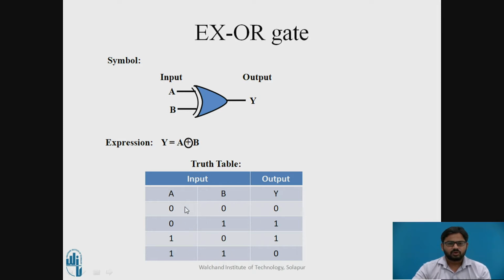In short, the truth table can be summarized as: when both the inputs are the same, output is 0 for the XOR gate. Otherwise, output is 1. So that's why it is called an inequality detector. Inequality detector means output is high when both the inputs are different.